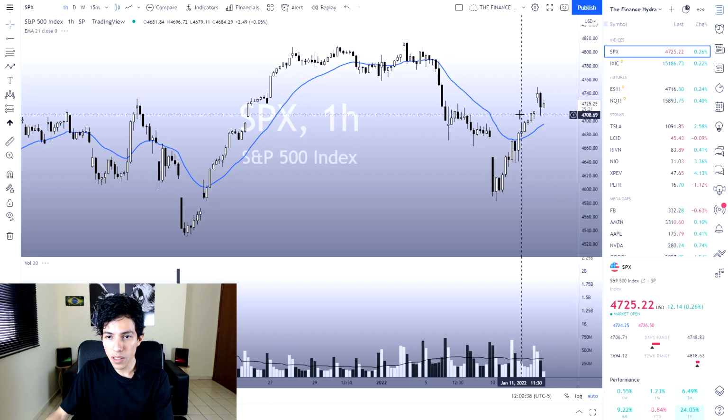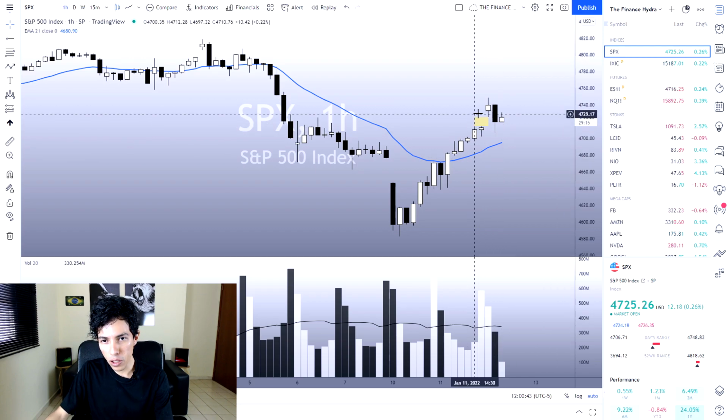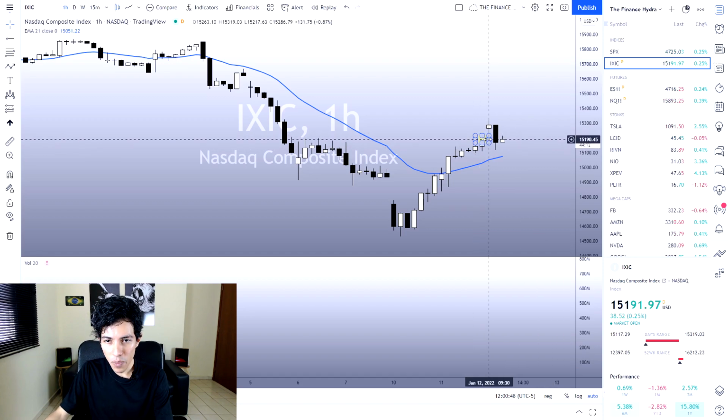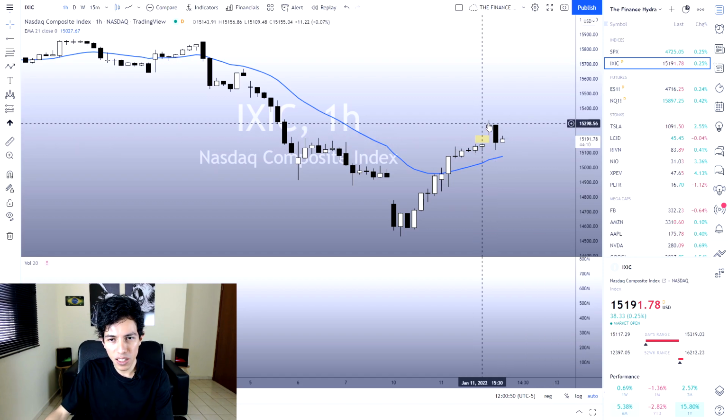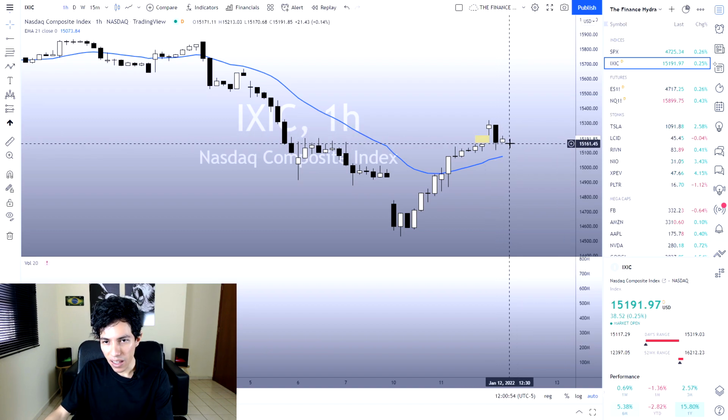See, the S&P went up. Right now it is losing strength. We feel it, this gap. The Nasdaq index also filled its gap, and right now it's moving in a very weak way. It seems it wants to retest the EMA again.